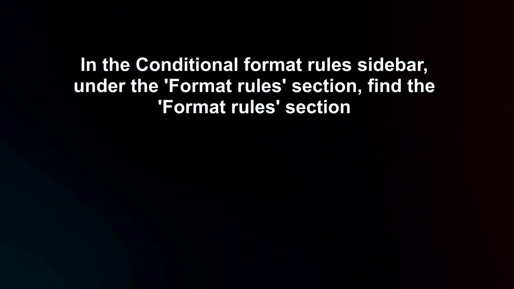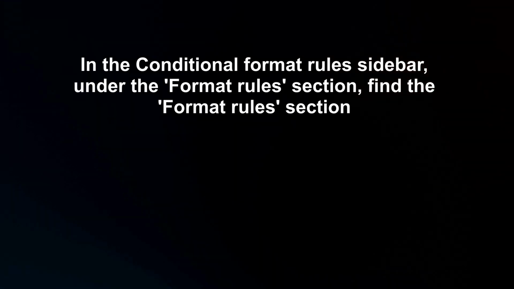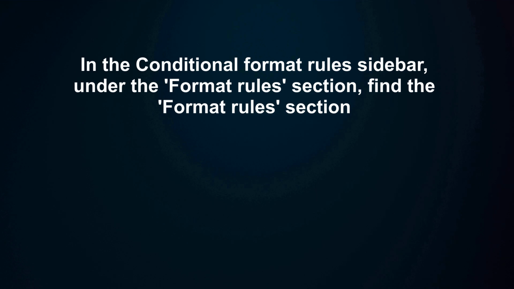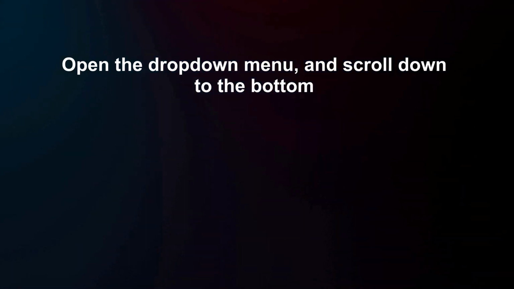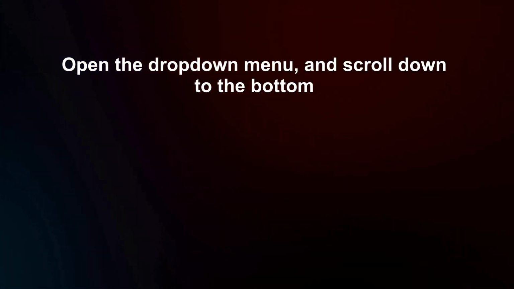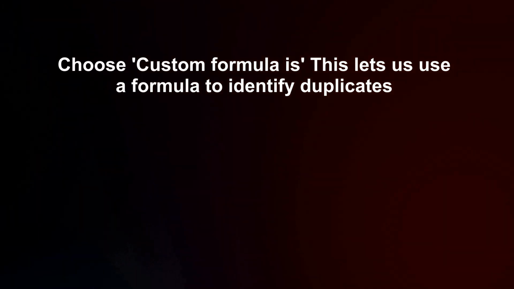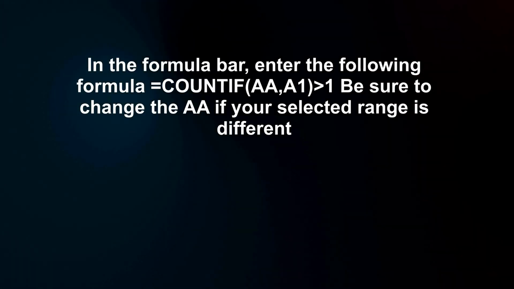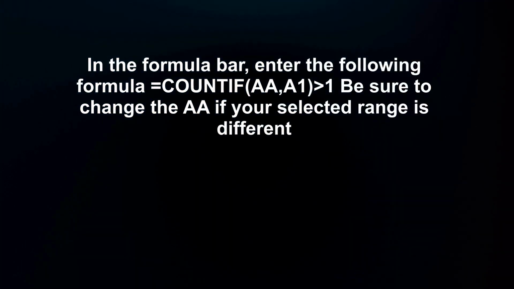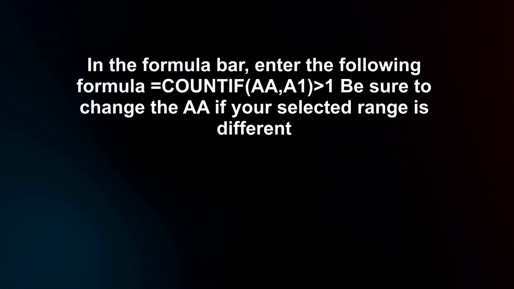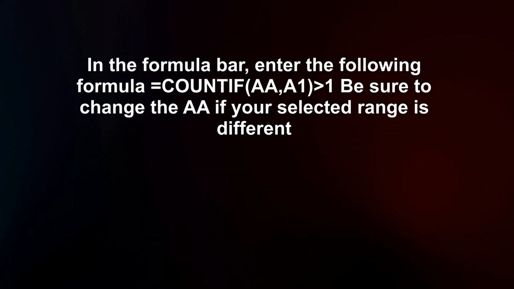In the Conditional Format Rules sidebar, under the Format Rules section, open the drop-down menu and scroll down to the bottom. Choose Custom Formula. This lets us use a formula to identify duplicates. In the formula bar, enter the following formula: equals COUNTIF A:A, A1. Be sure to change the A if your selected range is different.